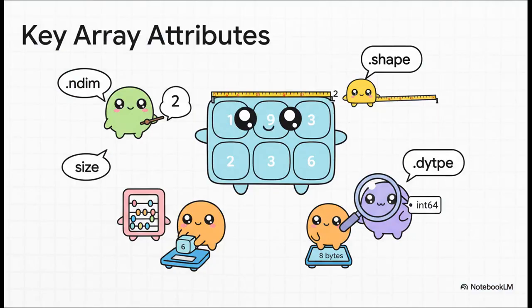All right, so every single NumPy array comes with some built-in information about itself. Let's walk through the most important ones using our Array A. First up, we have .ndim. That just tells you the number of dimensions.